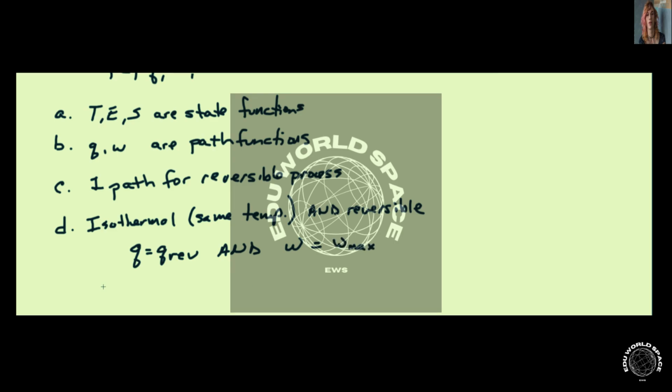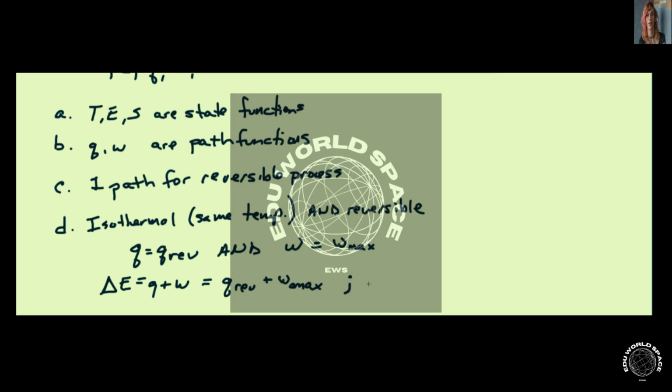Well, we know that delta E is equal to Q plus W. Now we have Q reversible and we have max work when it's isothermal and reversible. So we can say that delta E is equal to Q reversible plus the maximum work.